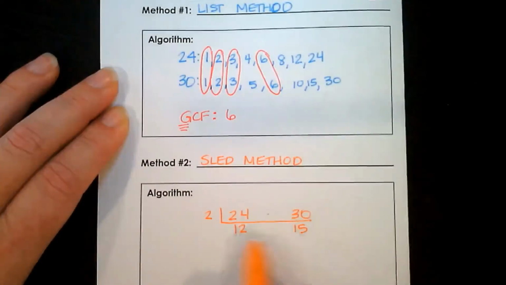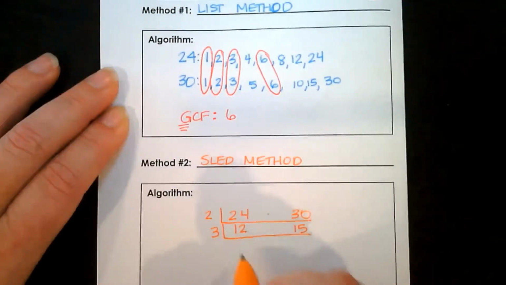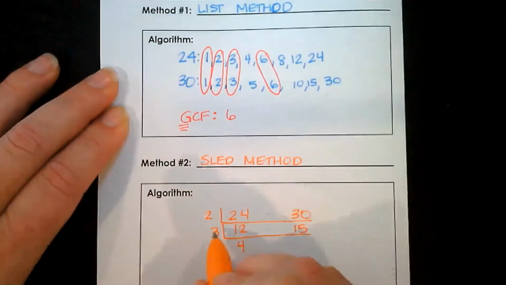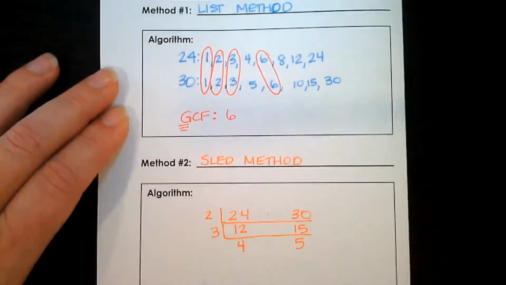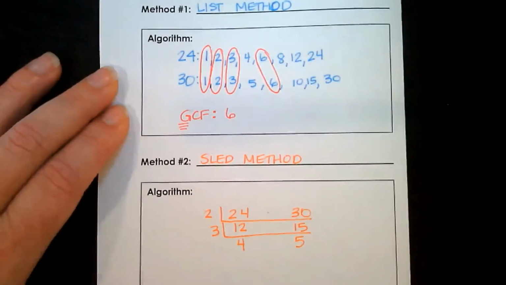Now I take a look at the two new numbers I have and see if they share anything in common. Well, 12 and 15 have a common factor of 3. 3 goes into both of them evenly. So 3 goes into 12 4 times, and 3 goes into 15 5 times. Now I take a look, and 4 and 5 do not have any common factors other than the number 1, so I know I'm finished with the actual math manipulation.